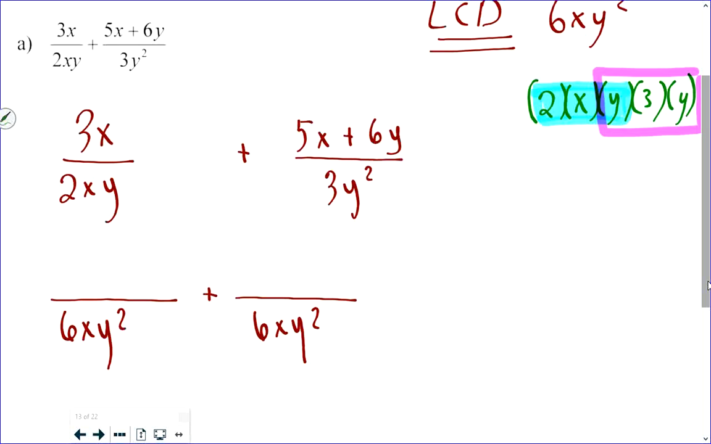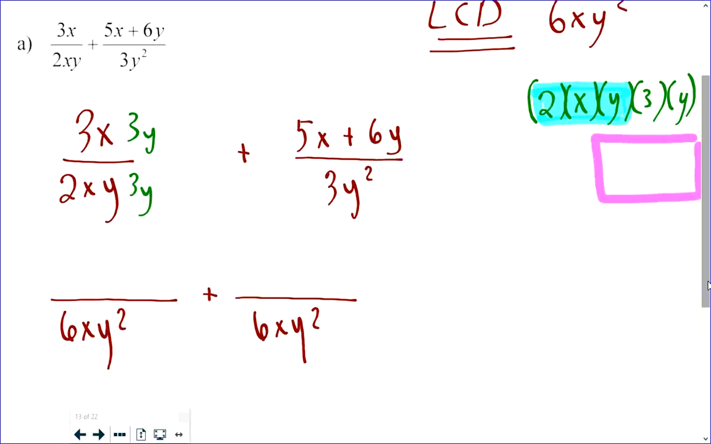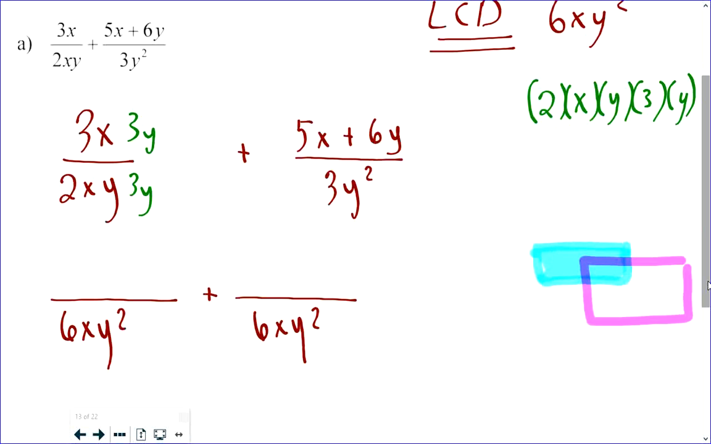What do I have to do here? Well, I got to multiply by 3y on the top and the bottom. Why do I have to multiply by 3y? Because that denominator has a 2, an x, and a y already. I need another 3 and another y. Over here, I'm going to have to multiply top and bottom by 2x. So I end up with 9xy plus 2x times 5x plus 6y.